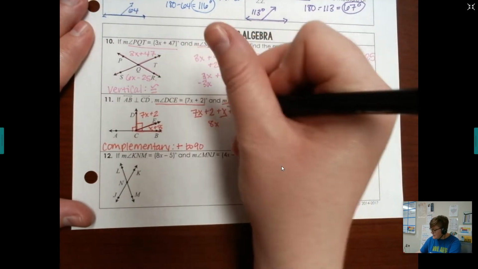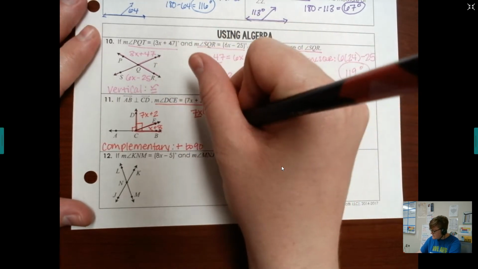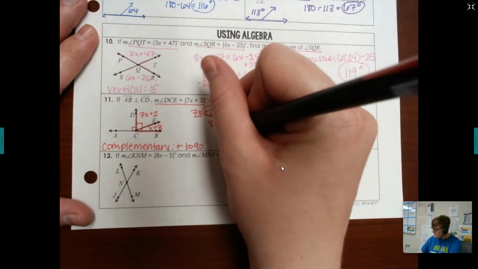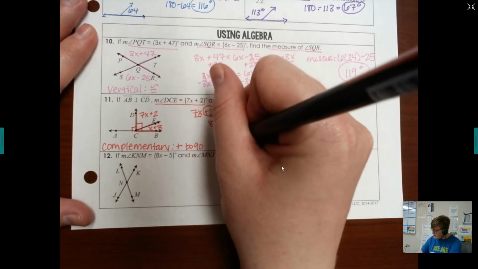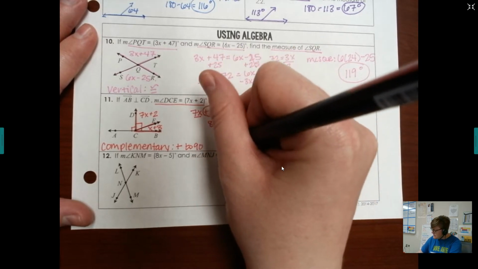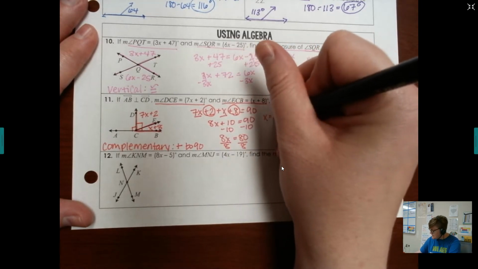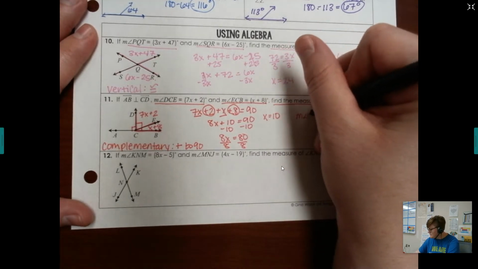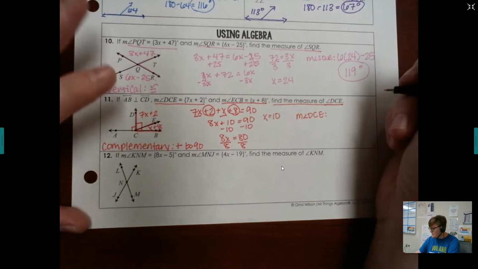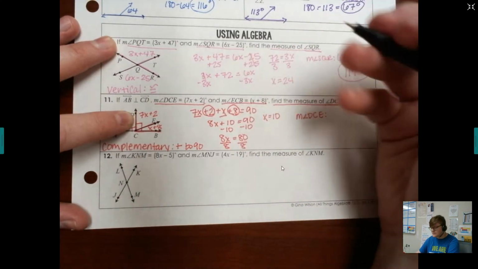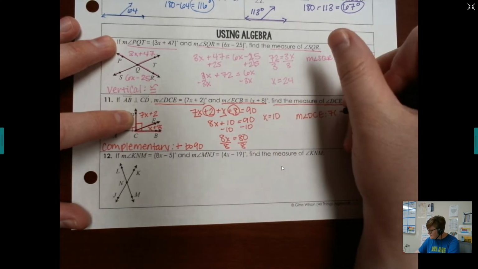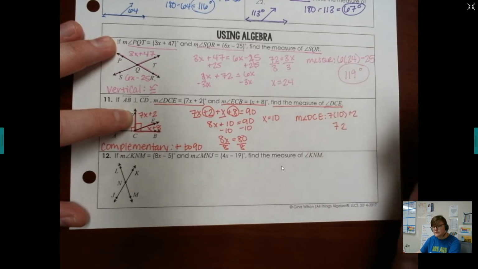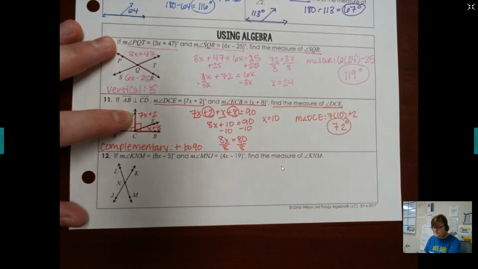7x and x make 8x. Plus 2 plus 8 is plus 10. So 8x plus 10 equals 90. Subtract out that 10. 8x equals 80. Divide out our 8. X equals 10. We're still not done because we have to find the measure of angle DCE. So then we're going to use the originally given expression, 7, plug in x equals 10, plus 2, and 7 times 10 is 70, plus 2 is 72 degrees.